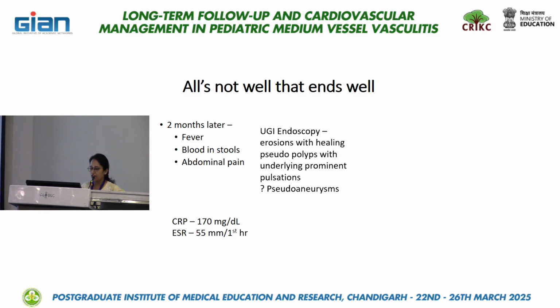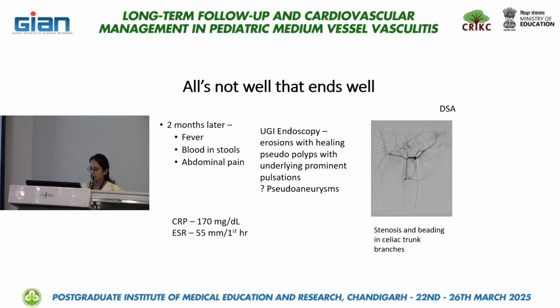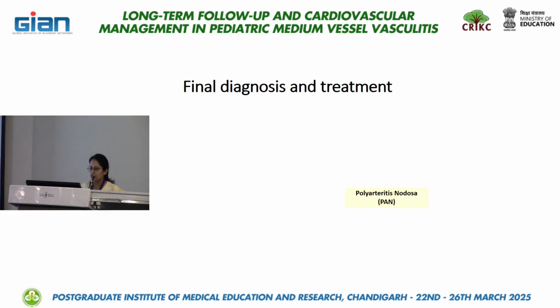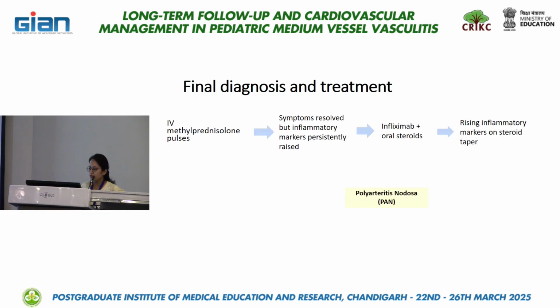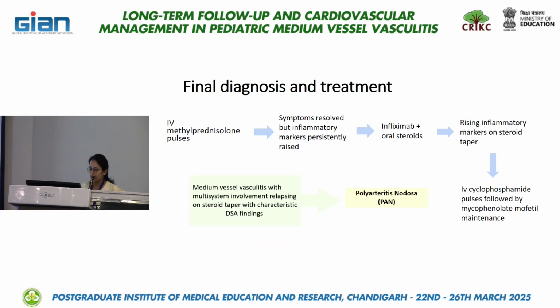Upper GI endoscopy revealed pseudoaneurysms, so we did DSA, which showed stenosis and bleeding in celiac trunk branches and aneurysm in the segmental renal arteries. So the final diagnosis of PAN was made, and he was given IV cyclophosphamide pulses followed by MMF. Considering that this was a medium vessel vasculitis with multi-system involvement and a relapsing course on steroid tapering, with characteristic DSA findings, we managed him as PAN.